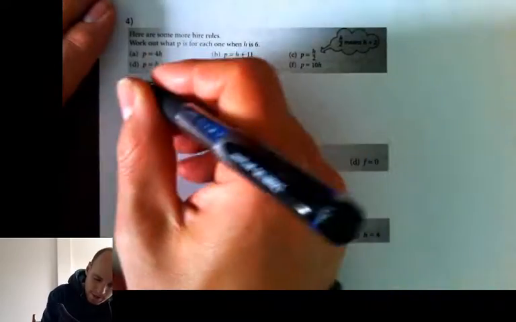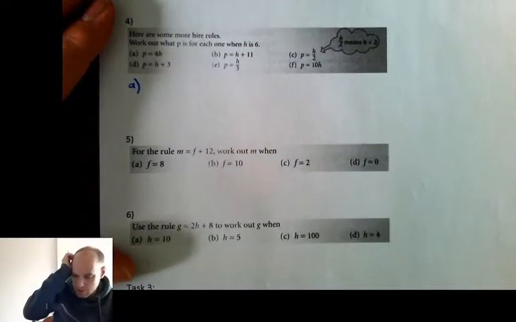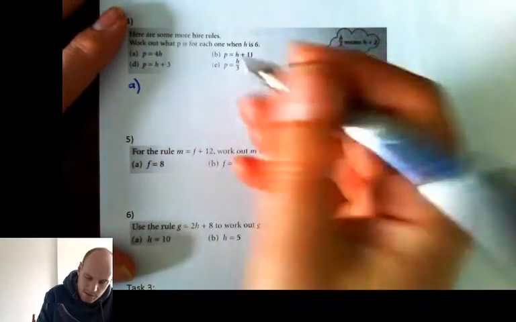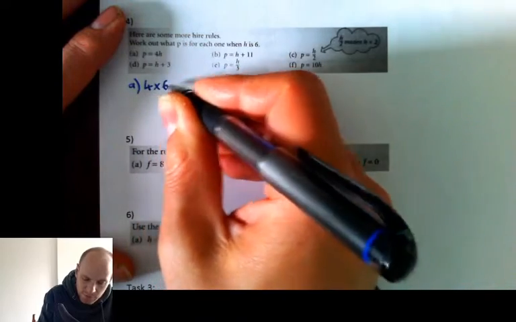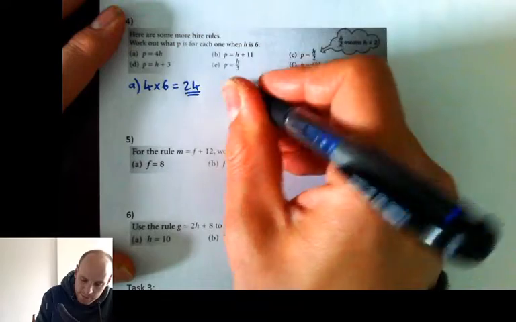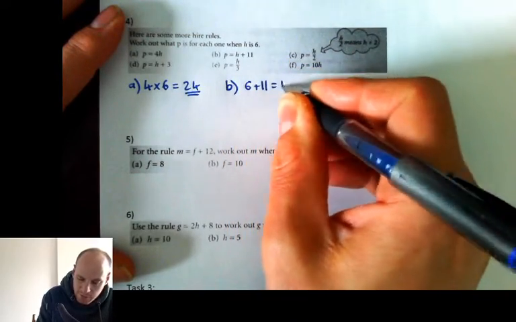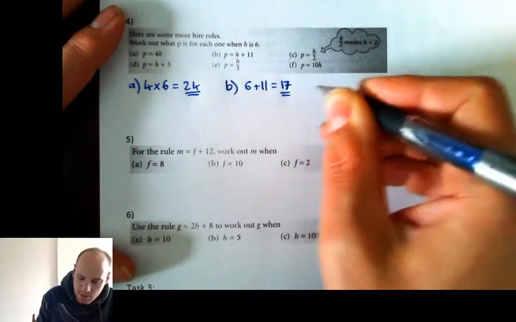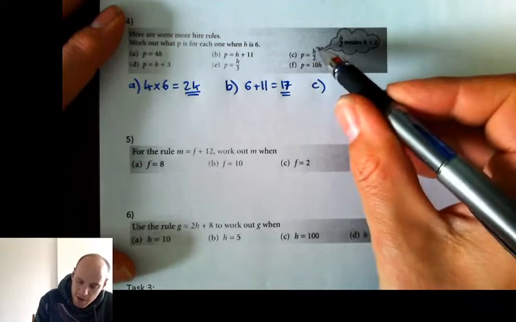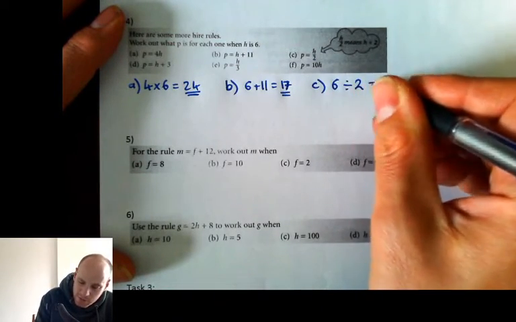All right. So for part A, we've got a formula which is P equals 4h, which means 4 times h, and h in this case is 6. So that is 4 times 6, which is 24. Part B, h plus 11, so that's 6 plus 11, which is 17. Part C, there's a little helpful bubble here. It says h over 2 means h divided by 2. So that's 6 divided by 2, which is 3.